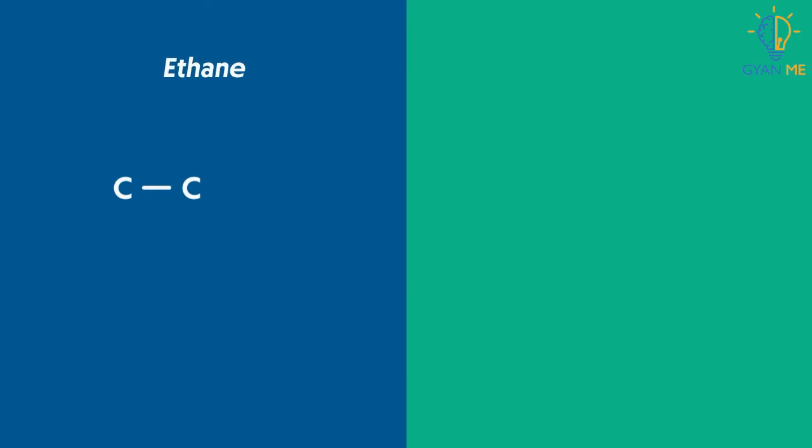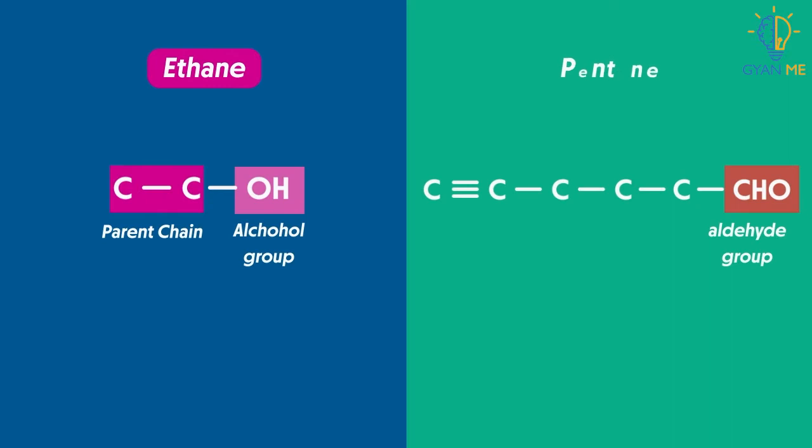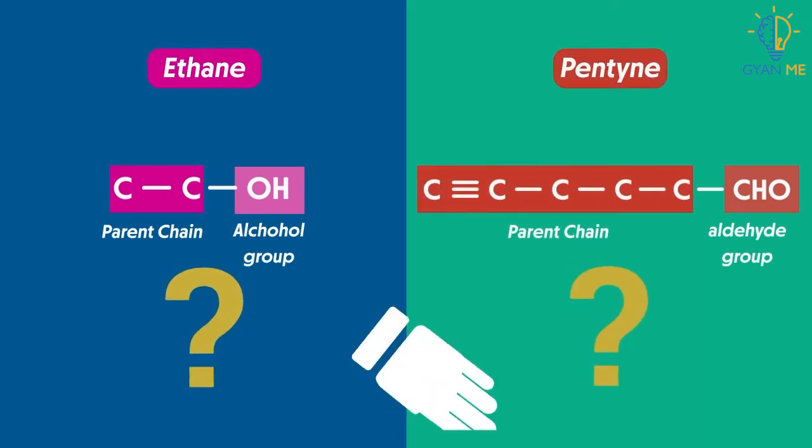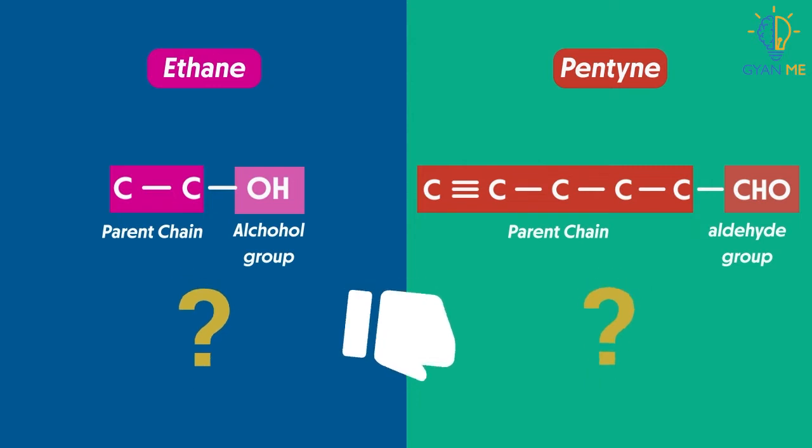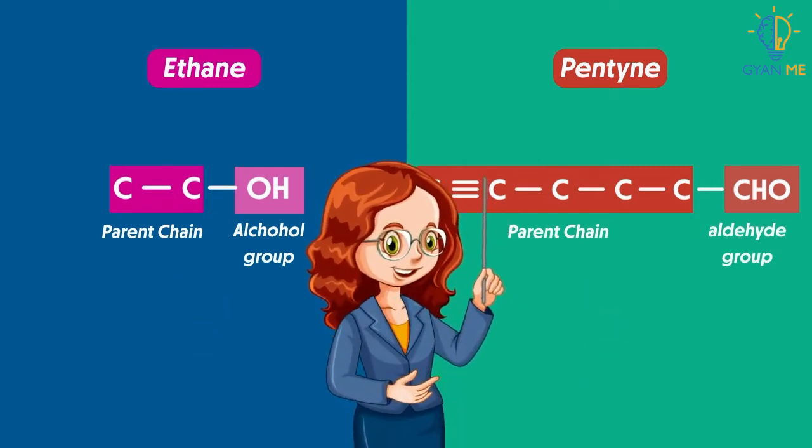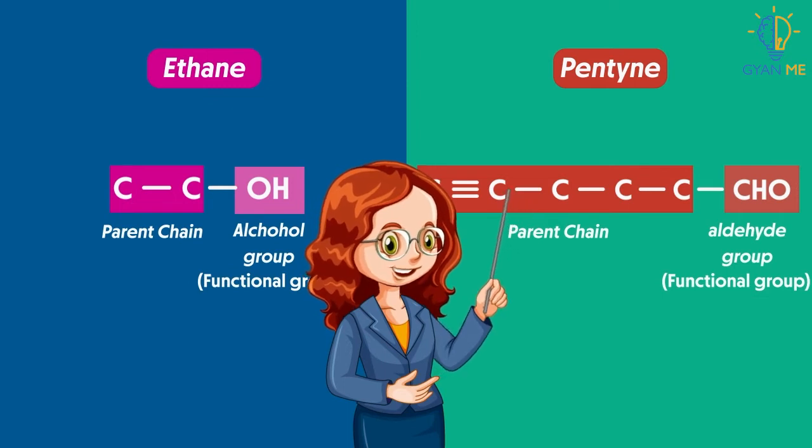Now what if I attach the alcohol functional group to ethane or the aldehyde functional group to pentyne? Would they still be called the same? No, isn't it? So then let's study how to name a compound when one or more functional groups are present in the hydrocarbon chain.